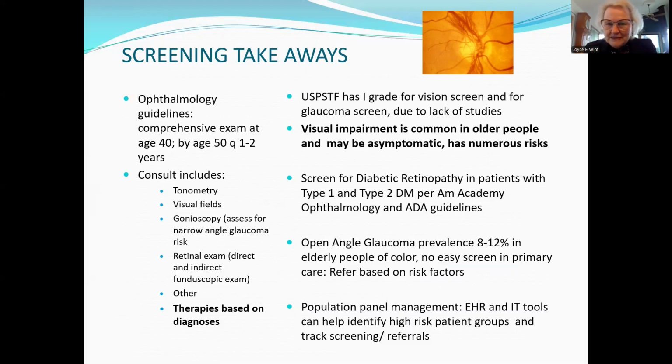The U.S. Preventive Services Task Force has an I, or insufficient, grading for vision screening and for glaucoma screening due to lack of studies. And there are numerous risks to vision impairment in older adults that may be asymptomatic. And there is screening for diabetic retinopathy in patients with type 1 and type 2 per guidelines. The prevalence of open-angle glaucoma is 8 to 12% in elderly people of color. There's no easy screen in primary care; refer based on risk factors. Population panel management, the electronic health record, and IT tools. The hope is that we can help identify high-risk groups and track screening and referrals.